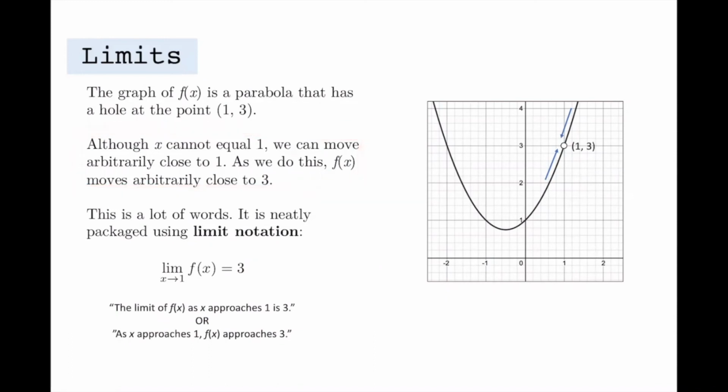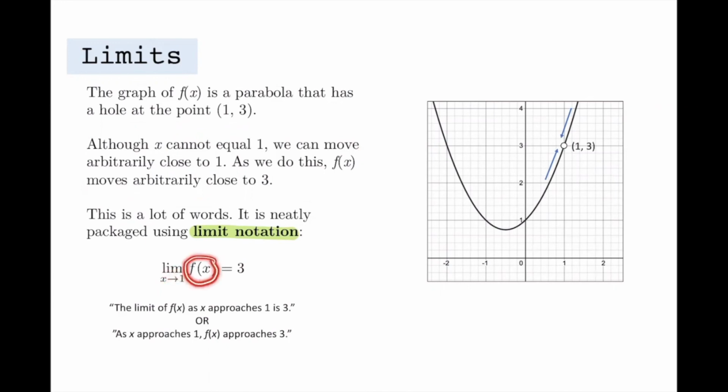Now that's a lot of words. In mathematics, we like to summarize stuff into nice, neat little package notation. In this case, we will use what is called limit notation to summarize this. Limit notation is a condensed way of describing this relationship. What we write is LIM for limit. Underneath the LIM, we write what x is heading towards. In this case, x is approaching 1. So we write x and then an arrow to 1.